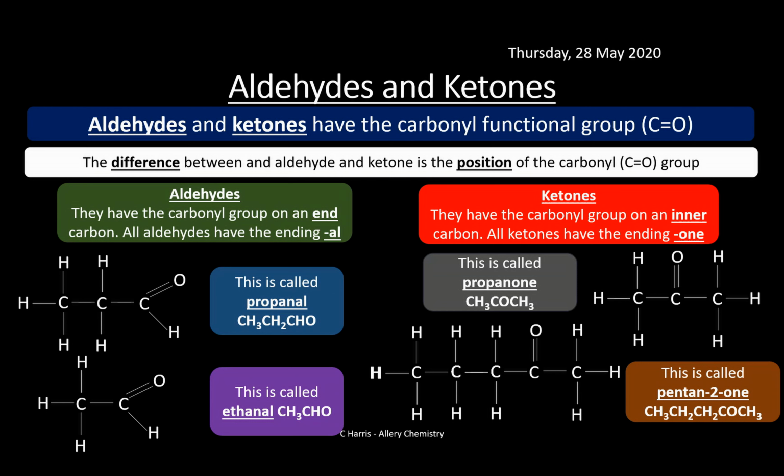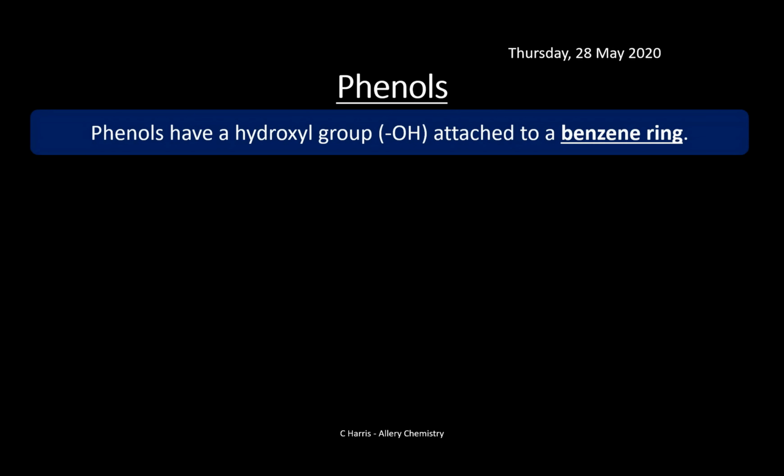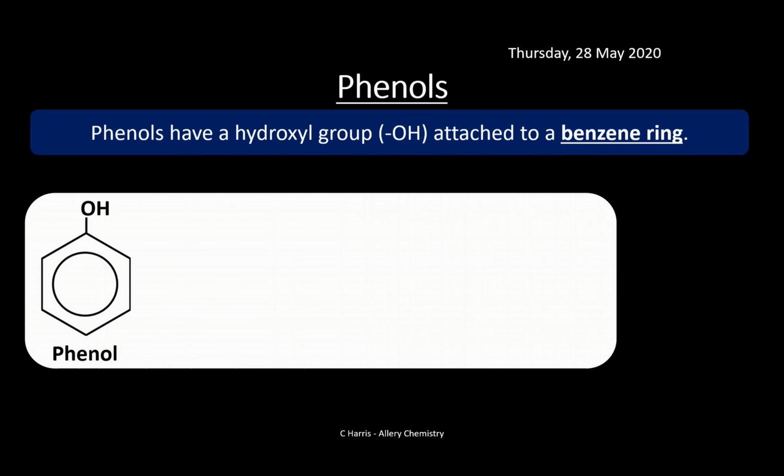So we're now going to look at a different type of functional group, and this is called a phenol. Phenols have a hydroxyl group, so they have an OH group, and that's attached to a benzene ring. If you haven't seen benzene yet, you will need to know it for year 2 anyway. A benzene ring is just 6 carbons with a delocalized electron system in the middle. So it looks a little bit like this. So there's phenol.